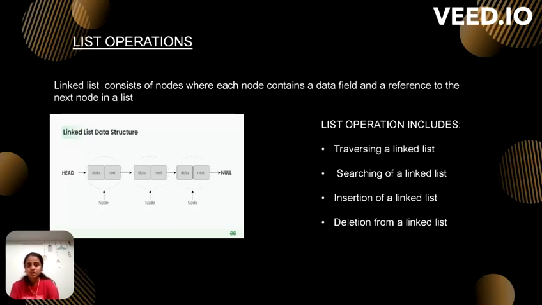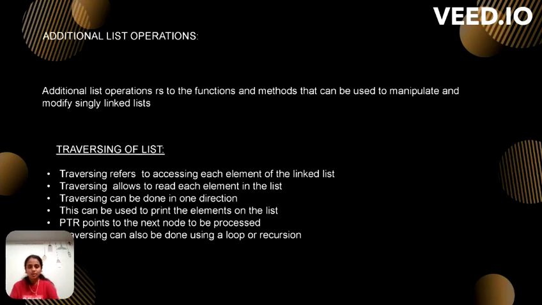Next, we'll move into additional list operations. Additional list operations are the functions and methods that can be used to manipulate and modify a singly linked list. These additional list operations include sorting, merging, reversing, and searching. These operations can be implemented using various algorithms and data structures.